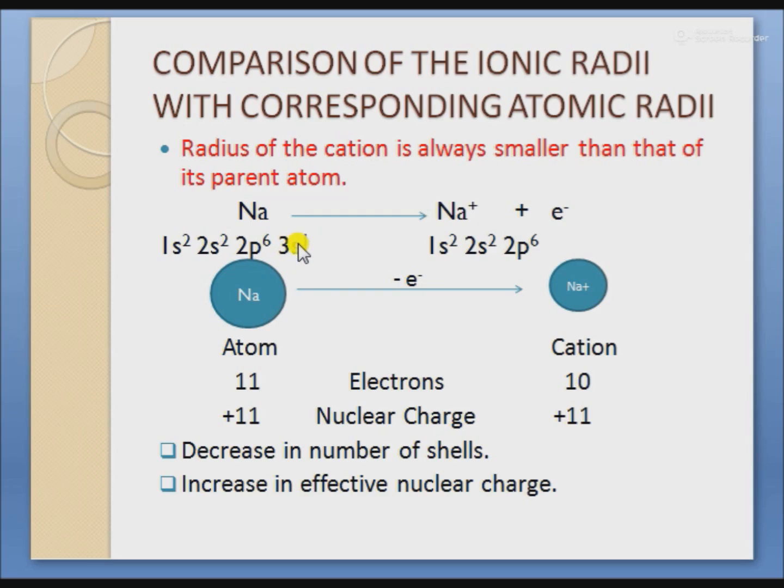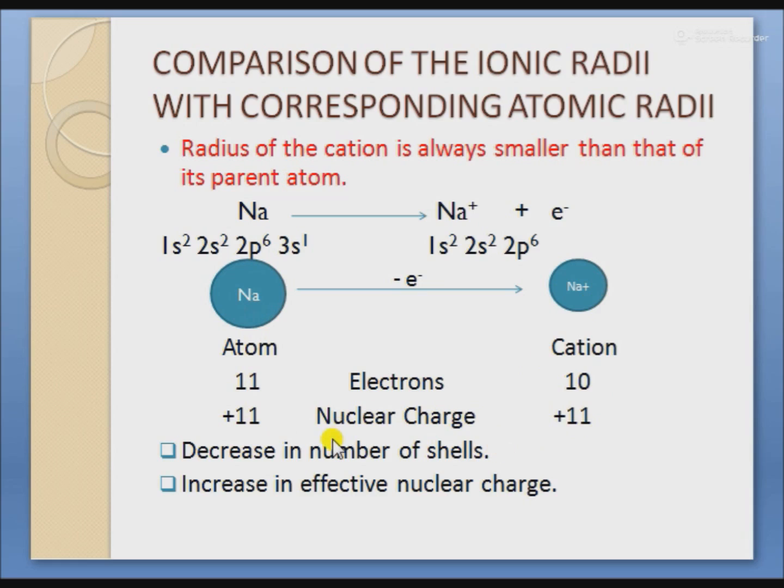When it loses its last electron from the outermost shell, it becomes Na+, the sodium cation, and its electronic configuration changes to 1s2, 2s2, 2p6, which is a stable configuration. Here the sodium atom loses one electron to become Na+. In the atom there are 11 electrons and in the cation there are 10 electrons. But the nuclear charge for sodium is +11 and for the sodium cation it is also +11.